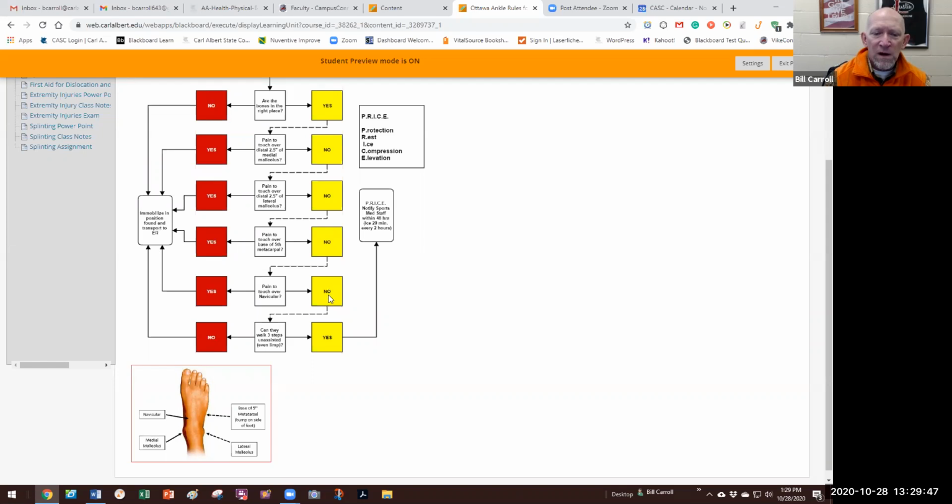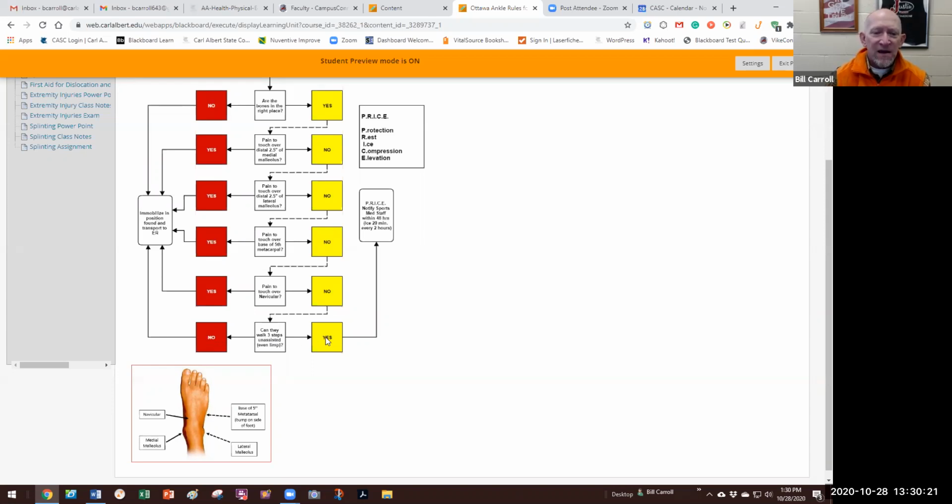If no, then we come over here and say, can they walk 3 steps unassisted, even with a limp? So if they can walk 3 steps without you helping them, without them leaning on something, without a crutch or a cane or anything like that, and they could really limp hard, that counts as 3 steps. And if they can't do that, if it's too painful for them to walk at least 3 steps, then no, we're going to send them to the ER for an X-ray.